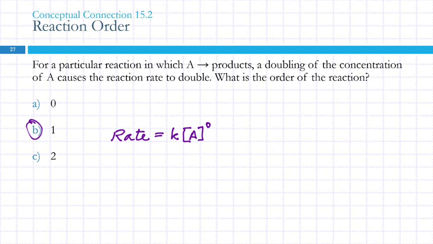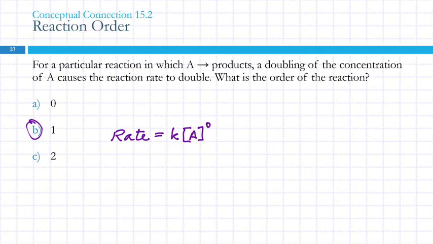Okay, any questions? So you can read that, it says products, a doubling of the concentration of A causes the reaction rate to double. You can just kind of read that and say, well, one is proportional to the other, so it has to be first, yes, right? Okay, exactly. That's exactly right. So you're looking at the relationship between those two. Are they doing the same thing?